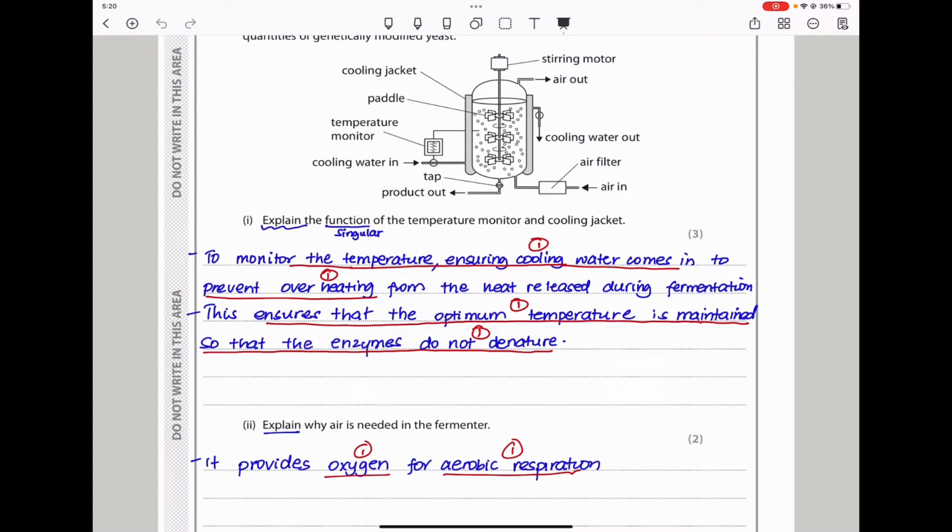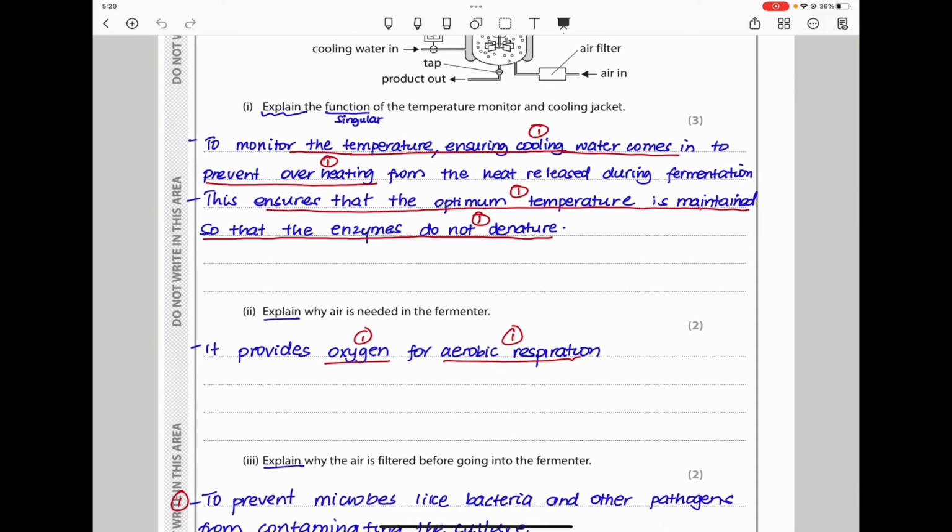Remember here they've said function, it's singular, not functions. So we can collectively take it together. So the temperature monitor and the cooling jacket are there to monitor the temperature, ensuring cooling water comes in to prevent overheating from the heat released during fermentation. Remember, fermentation is going to release heat. That heat is going to increase the temperature of the contents inside. If that temperature is not controlled, the enzymes are going to be denatured and the process of fermentation is going to be stopped. So I went on, this ensures that the optimum temperature is maintained so that the enzymes do not denature. Remember, if they do denature, then fermentation is going to stop.